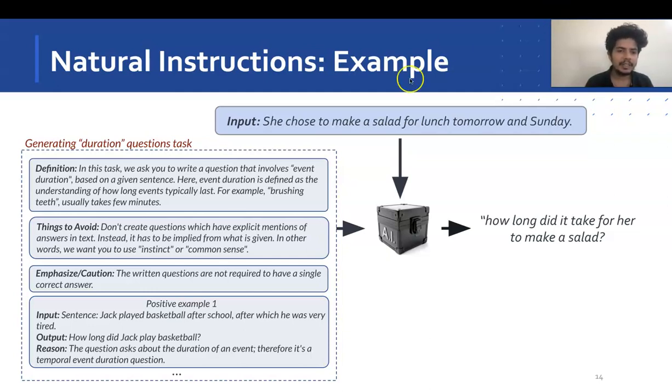So as you can see, the definition clearly defines the task. It defines various terms like what event duration means, etc. Things to avoid are a bunch of negative instructions. Emphasis and caution is what is important in this task. Positive and negative examples. Now for a given text, we expect the model to generate a question involving event duration.